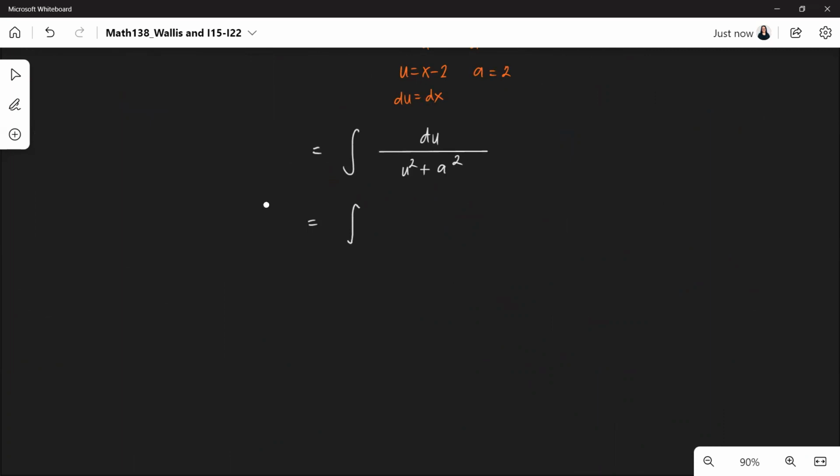Take note of the reminder: if the variable of integration is u, then you should be consistent with the functions. It must be expressed as a u and not another variable. So it's 1 over a according to I-16. So 1 over a, where a is 2. And then our tangent of u over a. So u is x minus 2, and a is 2. Then don't forget the plus c. So this is the final answer.